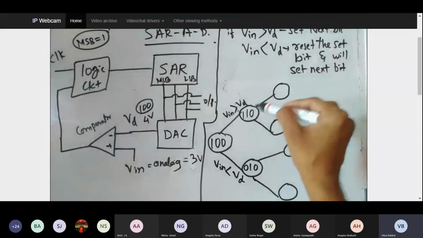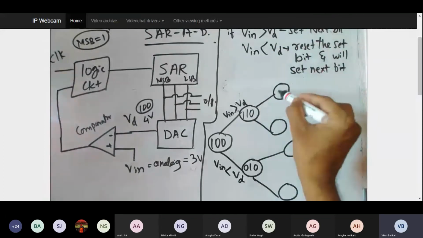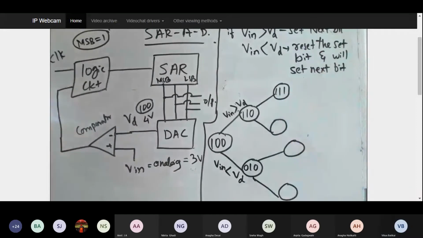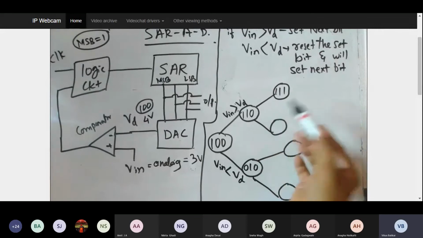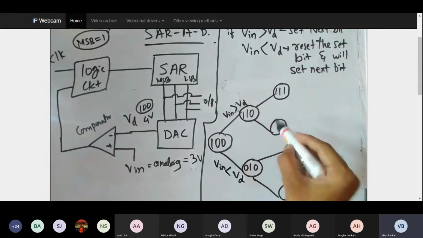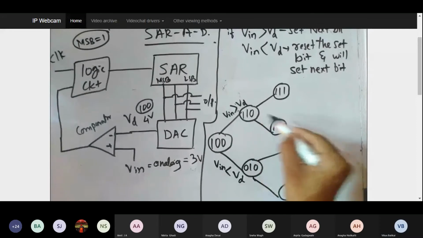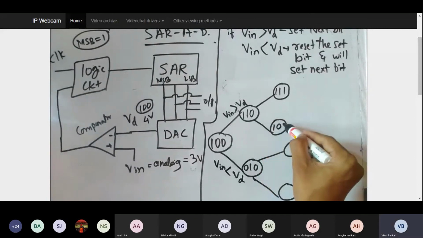If Vin is greater than VD, according to this condition, set the next bit. I don't touch the already set bit, but I am going to set the next bit. If Vin is less than VD, the bit that was set previously, I reset it. Previous means this bit, so I will be resetting it and I am going to set the next bit. So this will be made as 1.